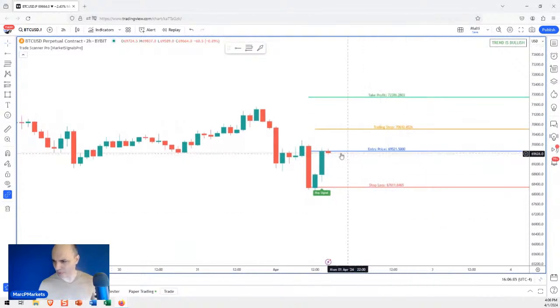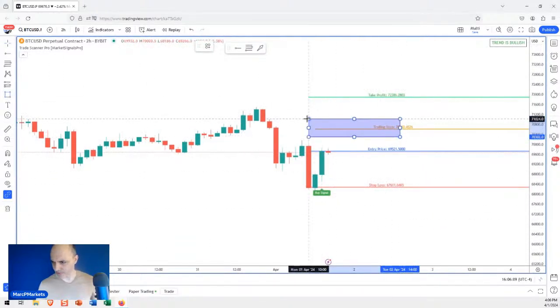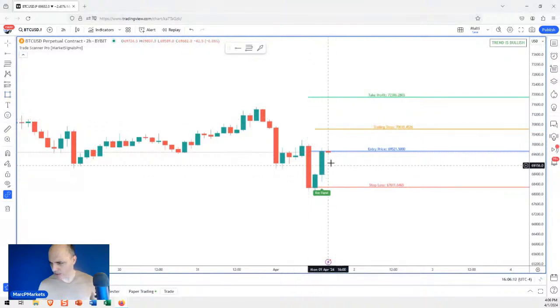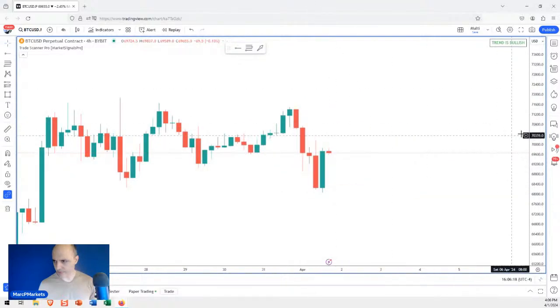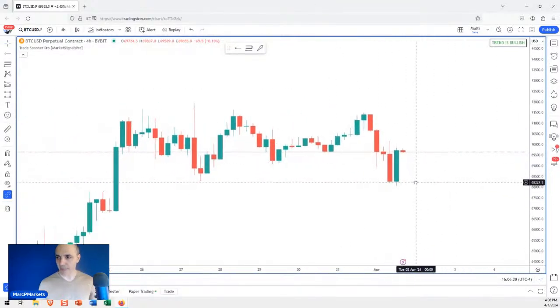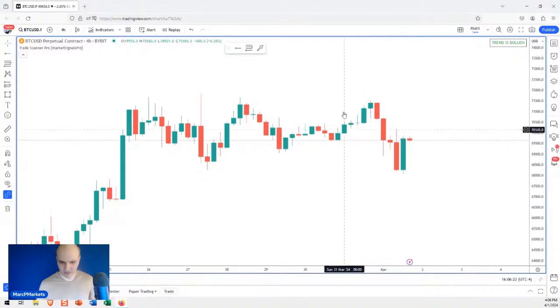Oh wait, what is this on the 2-hour? The trade was here. Why is the trailing stop here? This was a long. Does this thing need to reset or something? All right, I'll go back to the 4-hour. He said that it was filtered out. Okay, so maybe it'll come back on the 4-hour.